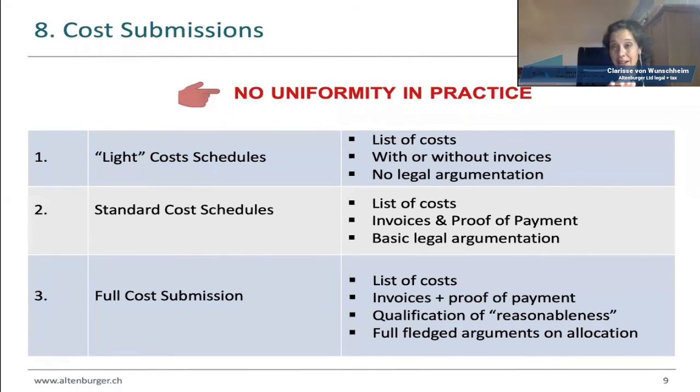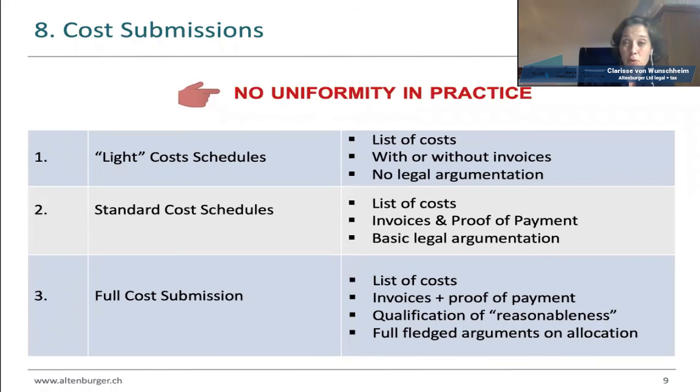In the situation of light cost schedule, so the first situation we have here, usually it will just be one round, and there will be a second round only if one of the parties is suspicious about certain costs listed. Then it will maybe ask for proof, invoice, or proof of payment, or ask more details about a specific cost item. With the standard cost schedule, it's usually the same. That will also be one main round with the possibility to object if some costs listed appear to be suspicious, or if the other party wants to get certainty about the extent or the nature of specific costs claimed.